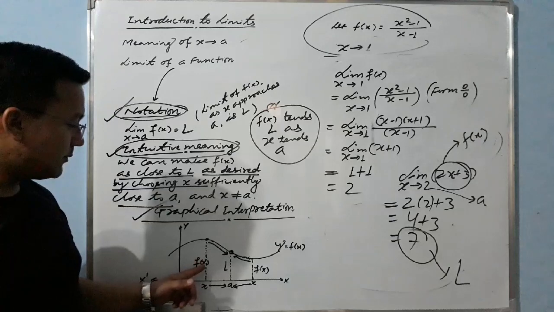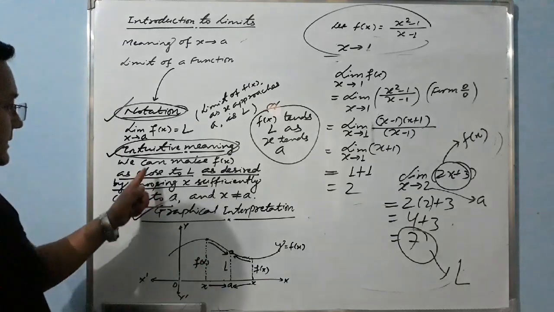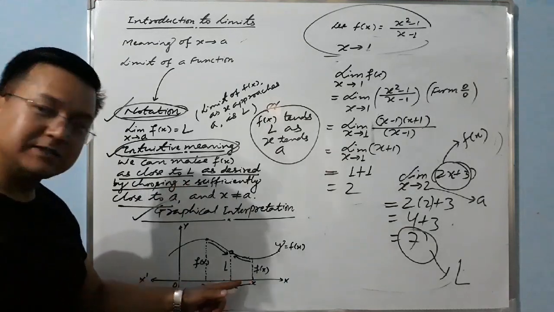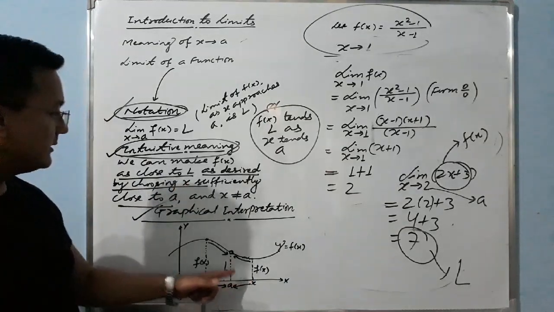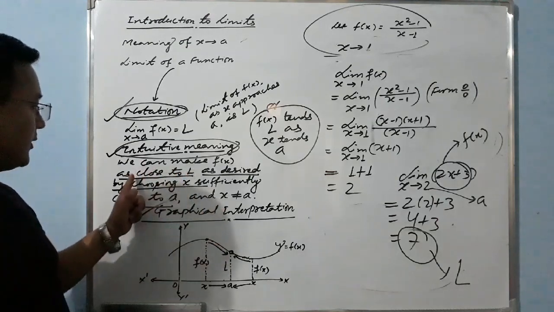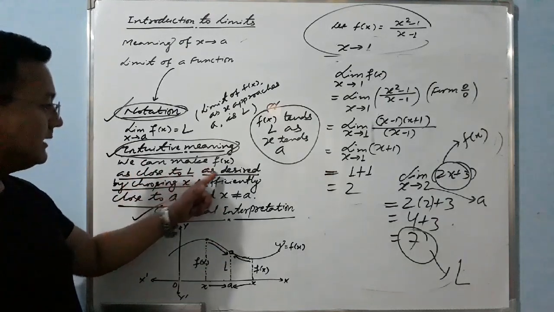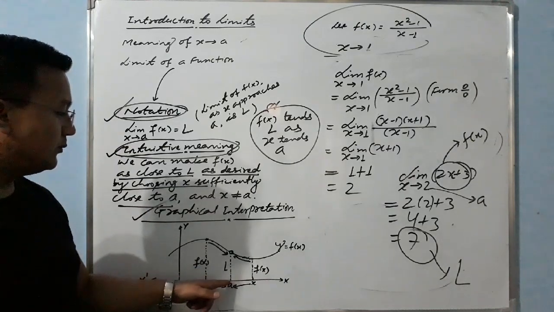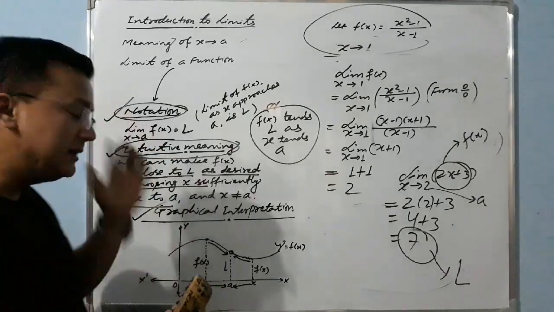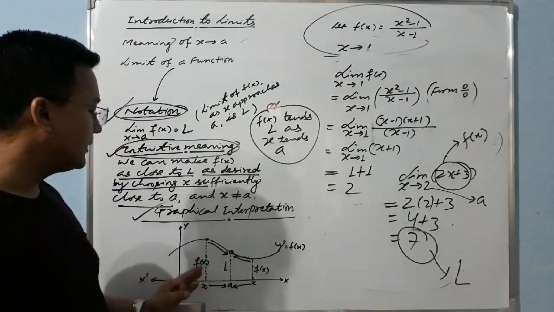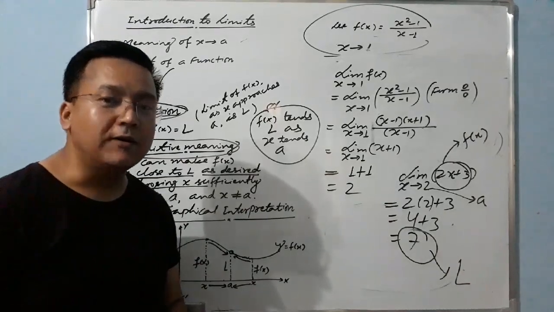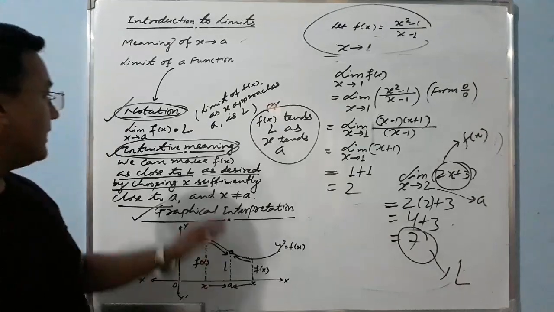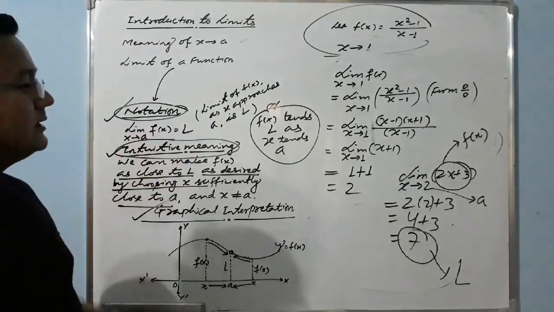We can make f of x as close to L as desired by choosing x sufficiently close to a. From the other side also, the same thing: we can make f of x as close to L as desired. So you can move from either side, but you will get f of x very close to L. This is the graphical interpretation. I think it's clear, and the intuitive meaning and notation are clear.